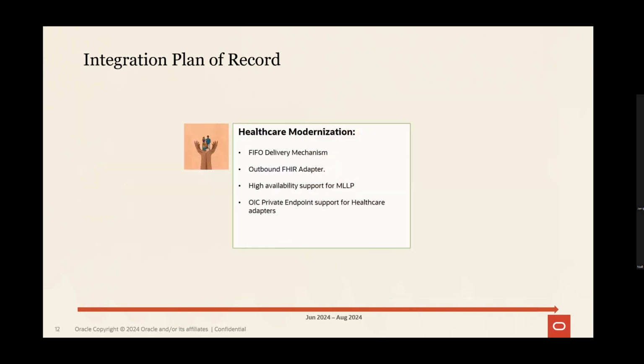Within healthcare, healthcare is very strategic to us. And within healthcare, we're looking at a first in, first out delivery mechanism, which is required for many use cases when processing HL7 or clinical documents. We're also looking at doing this in such a way that this strictly ordered processing can be used by any other OIC customer. So that's a nice value add of this for healthcare. You will see high availability support for the MLP adapter and private endpoint support for healthcare adapters as well.